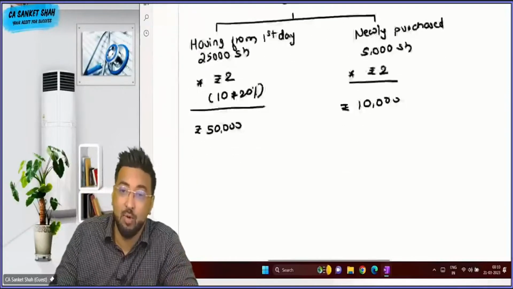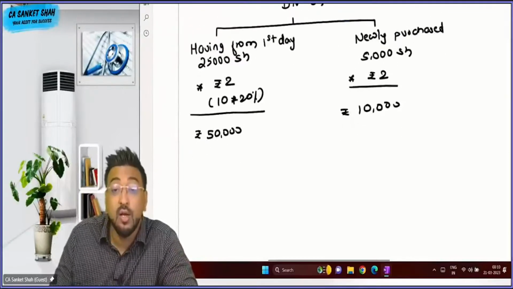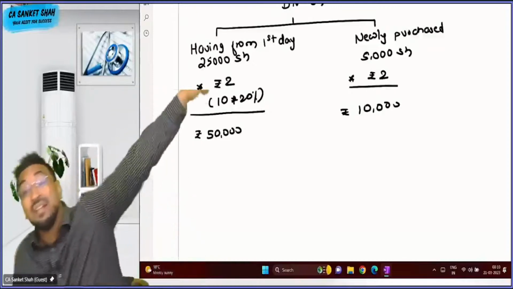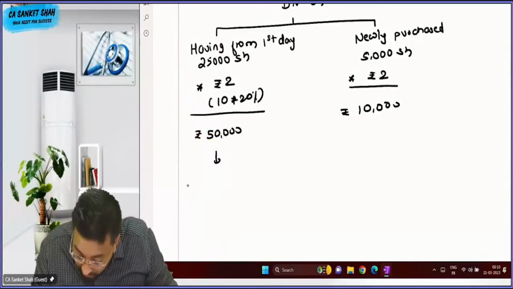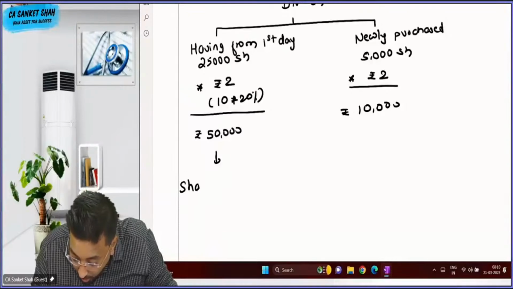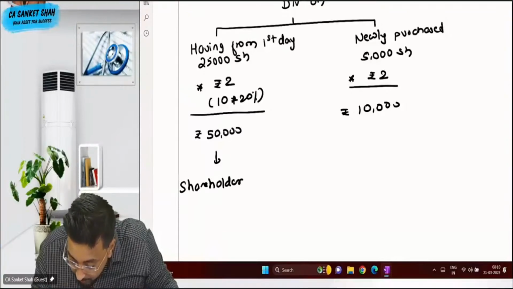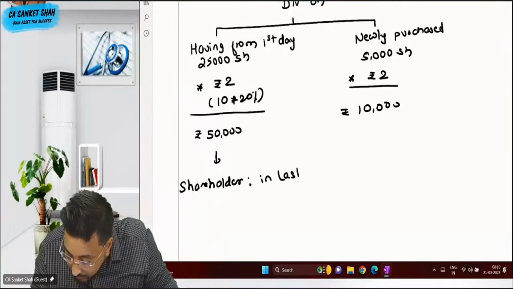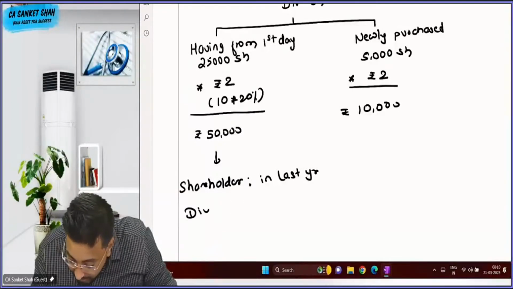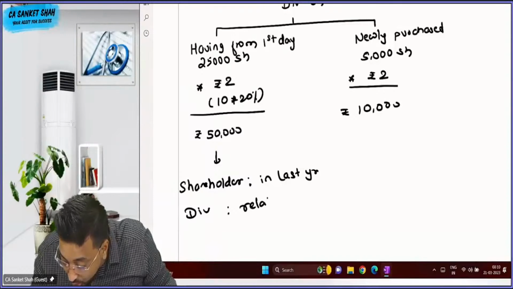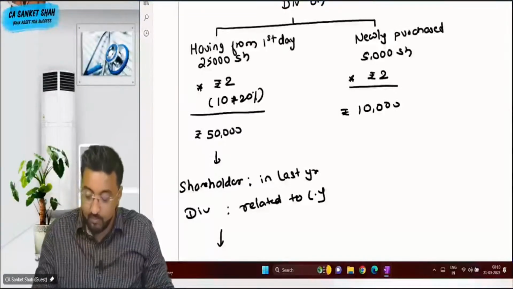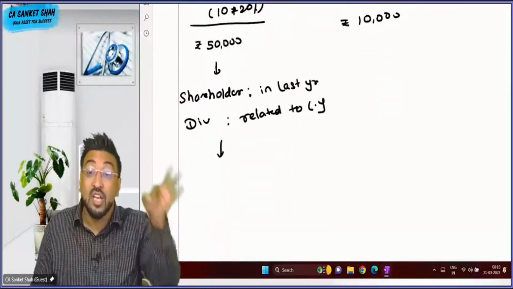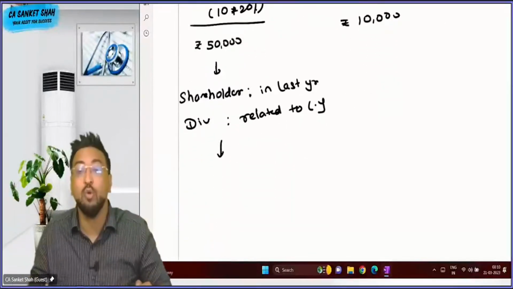Understand the concept of. Sundar is a shareholder in the last year also. Yes. For these 25,000 shares, he is a shareholder in last year, and dividend is also related to last year. So beta, such dividend is called as, now understand the concept.